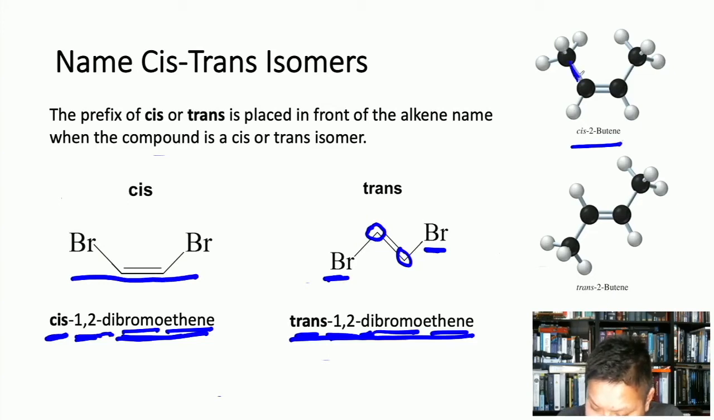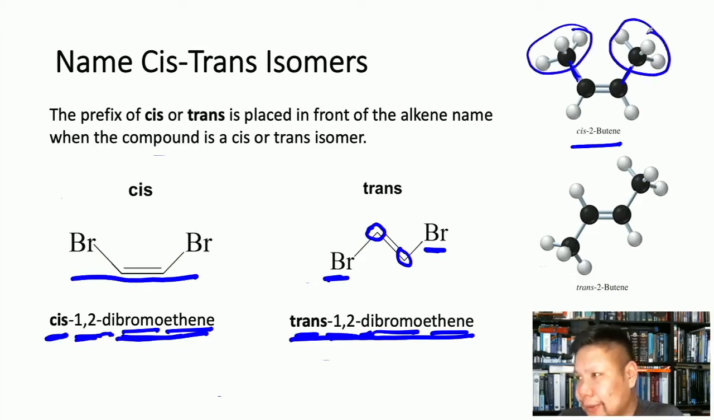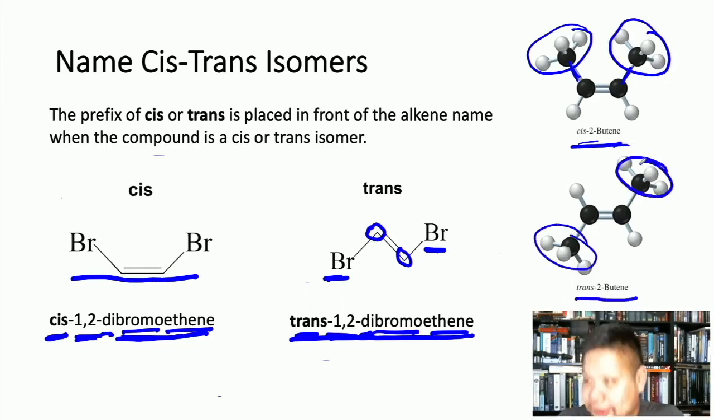But in this case, the substituents right here are not really substituents. They're just the rest of the molecule, right, of butene. And both of the methyl groups of the butene are on the same side. So that's why it's cis-2-butene. Here it's trans-2-butene because the two methyl groups are on opposite sides, right? Opposite sides.